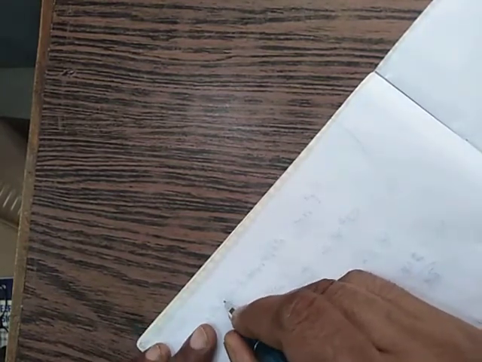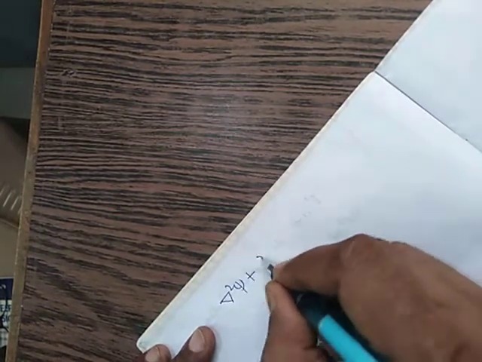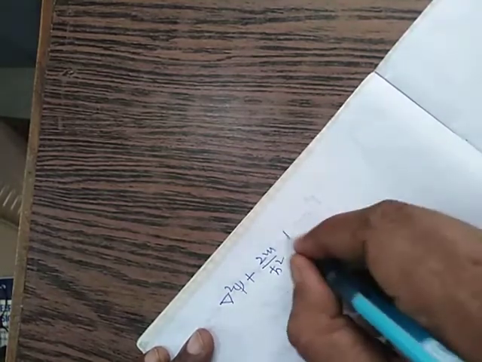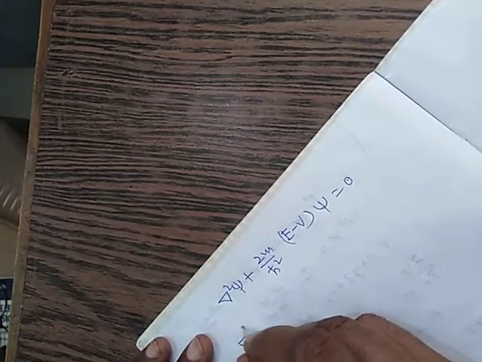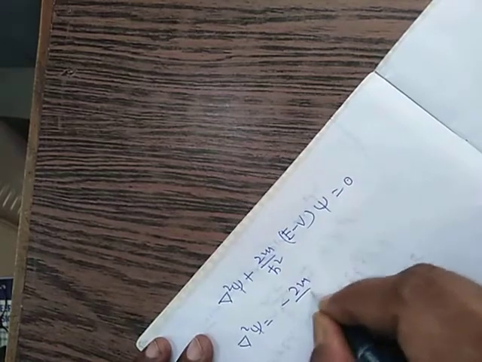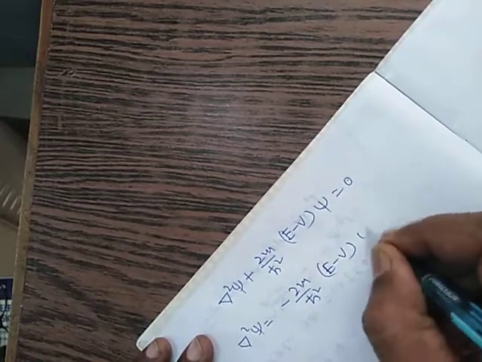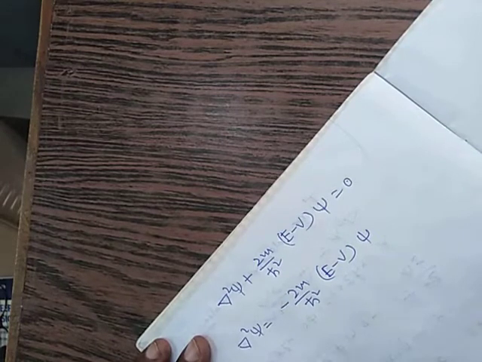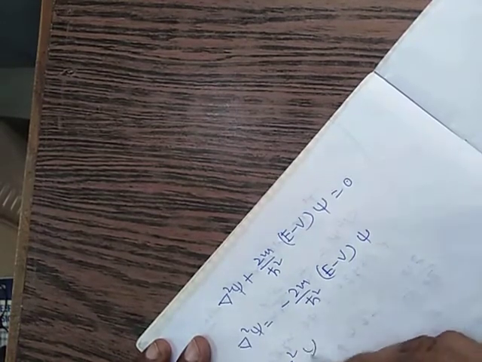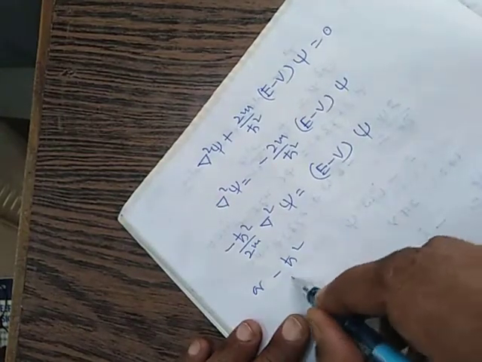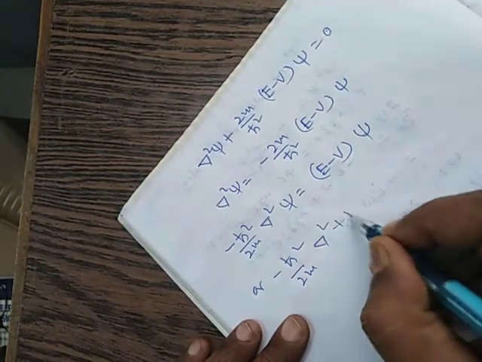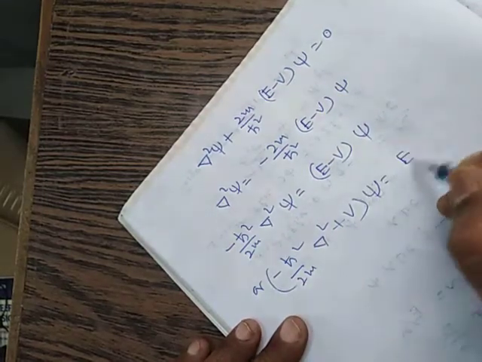Now earlier we derived Schrodinger's time independent equation, and that was del square psi plus 2m upon h cross square, E minus v, psi is equal to 0. So we can write del square psi is equal to minus 2m upon h cross square, E minus v psi, or minus h cross square upon 2m del square psi is equal to E minus v psi, or minus h cross square upon 2m del square plus v psi is equal to E psi.